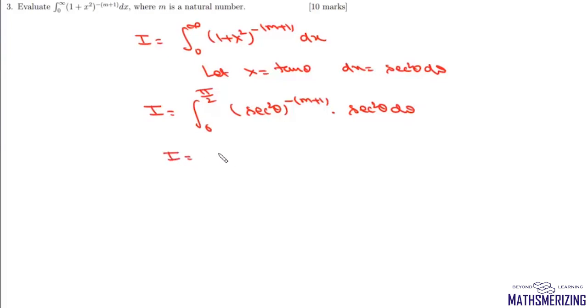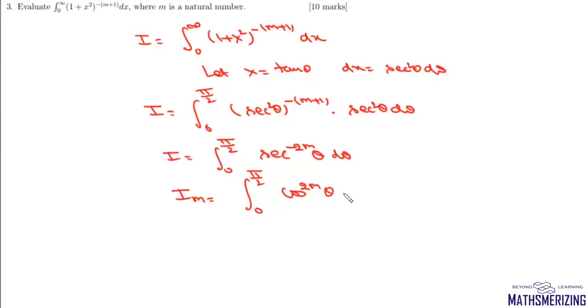So we'll write this as 0 to pi by 2. Now secant square and secant to the power minus 2 will cancel. We'll get secant to the power minus 2m theta d theta. Now the reciprocal of secant theta is cos theta. So this integral is actually the integral of the cos function, from 0 to pi by 2 of cos to the power 2m theta d theta.